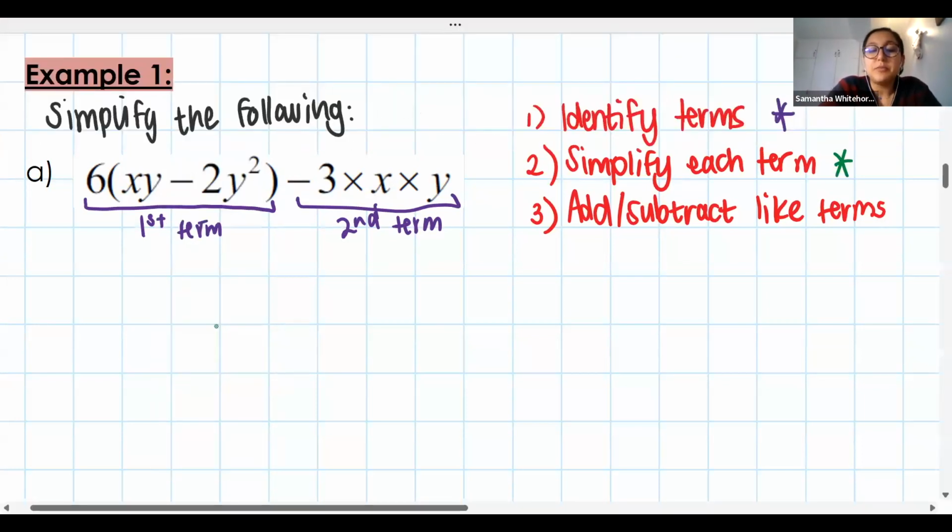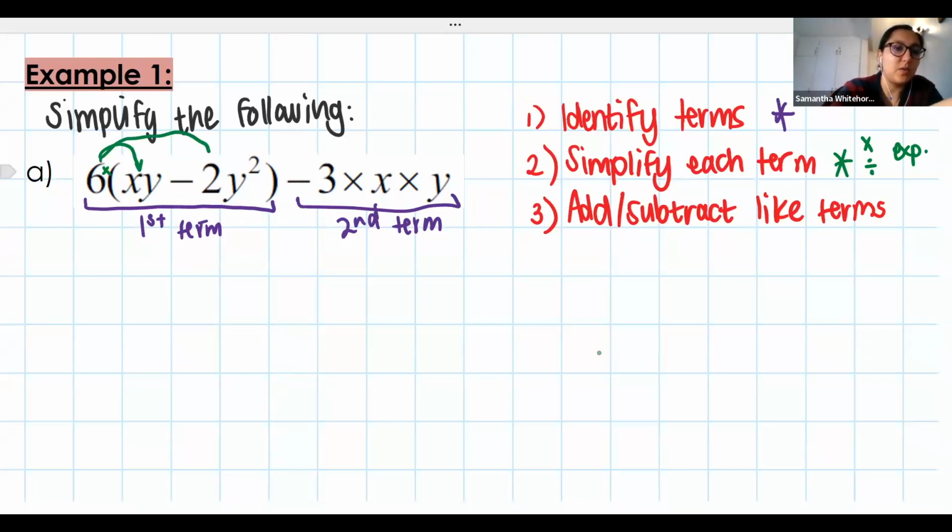So when we want to simplify each term, basically what that means is we want to do any multiplication, division, or exponents that might exist in our expression. So we multiply, we divide, or we deal with our exponents. That is what simplify each term means. So if I have a look at my first term, I can clearly see that I'm multiplying this coefficient of 6 into my bracket. And so I need to distribute 6 to the xy and 6 to the 2y squared.